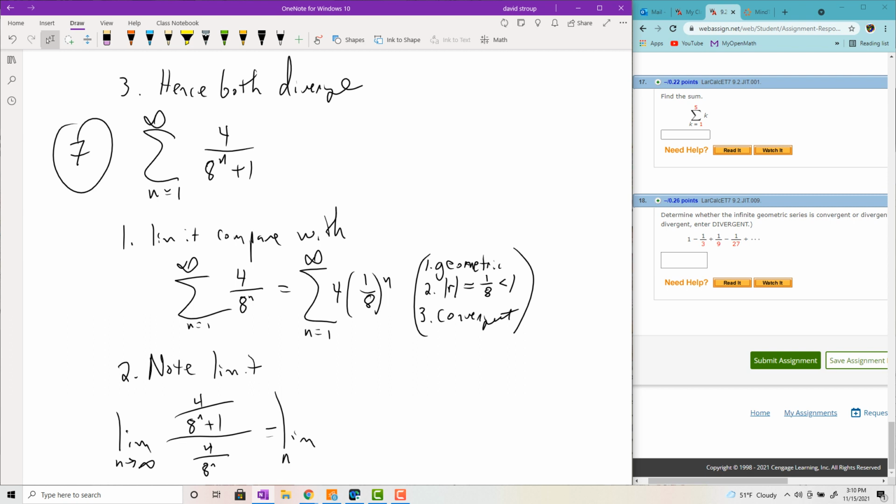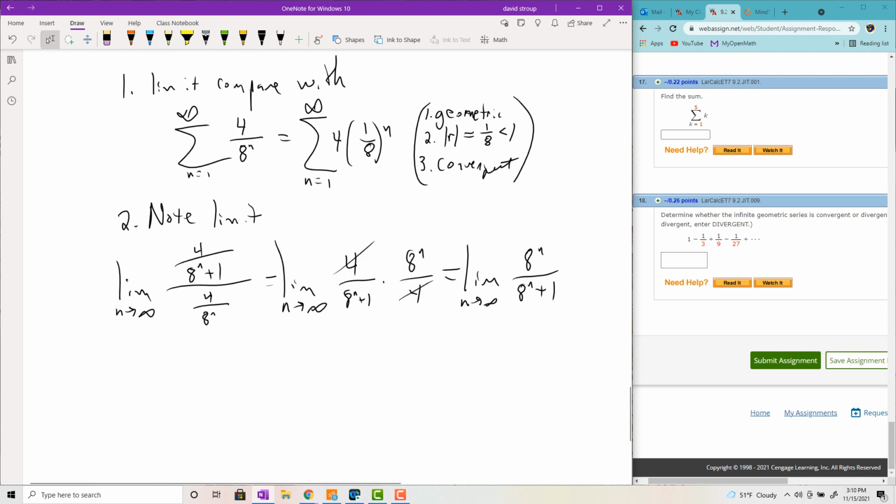Rewrite that. So I got 4 all over 8 to the n plus 1 times 8 to the n all over 4. The 4's cancel. I'll have the limit as n goes to infinity of 8 to the n all over 8 to the n plus 1. You could divide top and bottom by 8 to the n and you get your answer, but this is one of those limits where you could just chop off the high degree parts. And so you'd have the limit of 8 to the n over 8 to the n, which is the limit of 1 as n goes to infinity, which will equal 1.